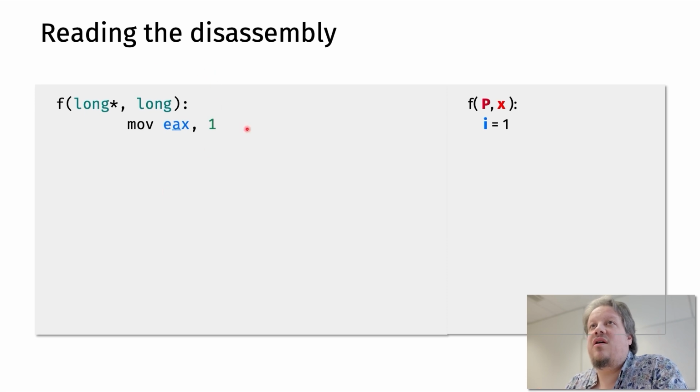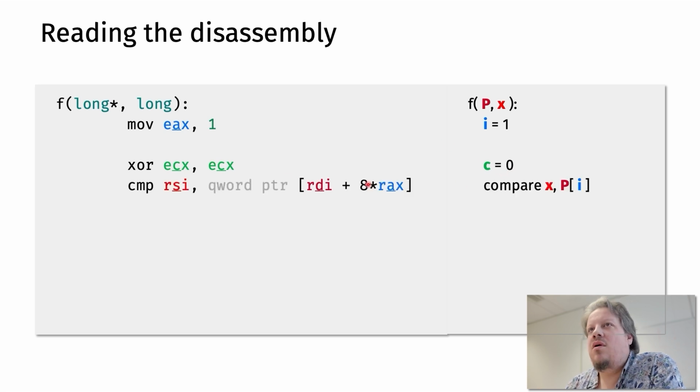So on the left, I have the disassembly. On the right, I have my annotations. First, it's going to put 1 in the A register, and it's going to use the A register as kind of our index. And then C is going to be the conditional, so it's going to be the 0 or the 1 that we want to add or not. So it's going to say, for now, let's say 0. Now I compare my value x, which it put in SI, to this array lookup where DI is the start of P, and i is the index, integers are 8 bytes.